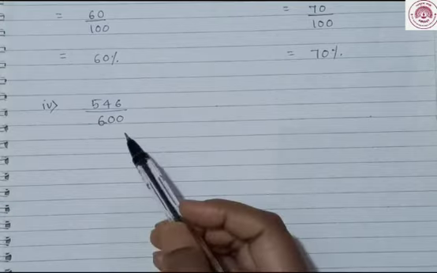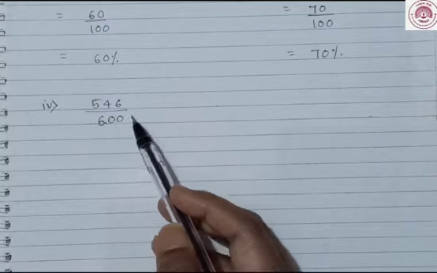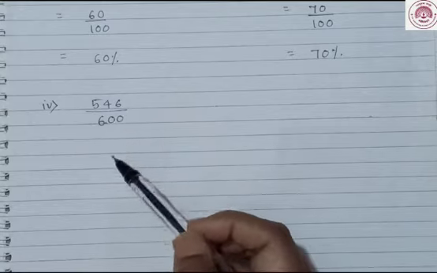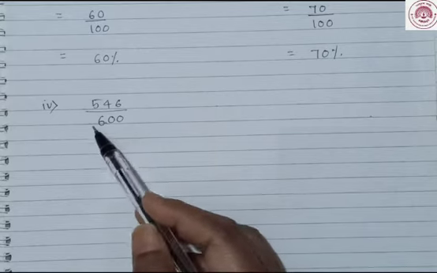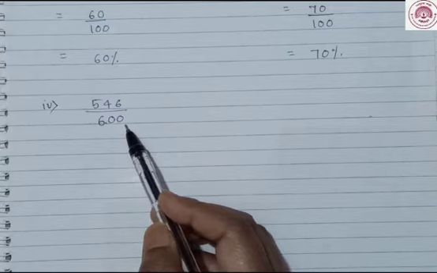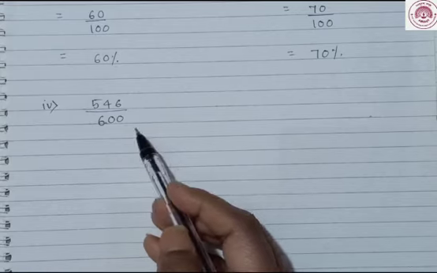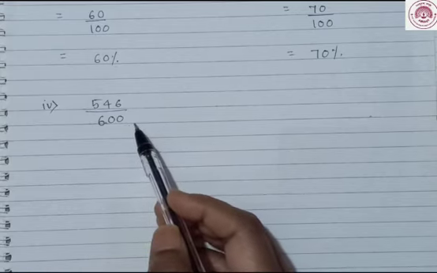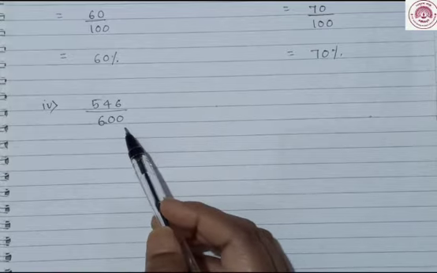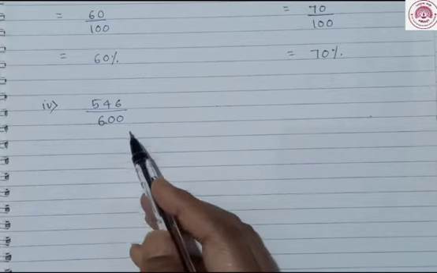Now we will solve question number 4. Here the question is 546 upon 600. Now to convert this ratio into percentage, we have to convert the successor into 100. But here 600 we have. Now by multiplying with any number, we cannot get 100. So we have to divide here. So to convert 600 into 100, we have to divide it by 6, right? So that we will get 100 here.